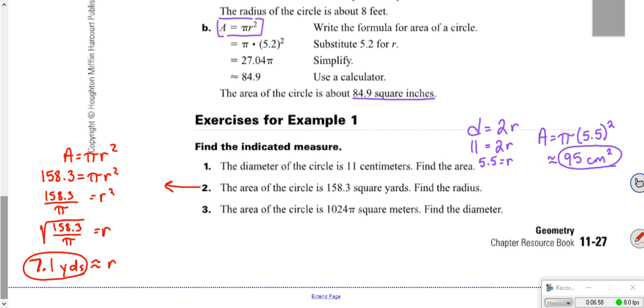Okay, number 3. The area of the circle is 1024 pi square meters. Find the diameter. Now, we know we don't have a formula that gives us diameter right off the bat, so we're going to have to solve for radius and then double it to find the diameter. So we've got 1024 pi equals pi r squared. First thing that jumps out at me, I can just cancel the pi out of both, right? And then this is going to tell me that r is the square root of 1024.